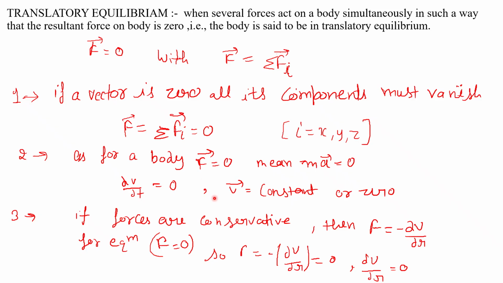Second, as for a body, F vector is equal to 0, it means m a vector is equal to 0, and dv vector upon dt is equal to 0, and so v vector is equal to constant or 0. That is, if a body is in translatory equilibrium, it will be either at rest or in uniform motion. If it is at rest, the equilibrium is called static, otherwise dynamic.